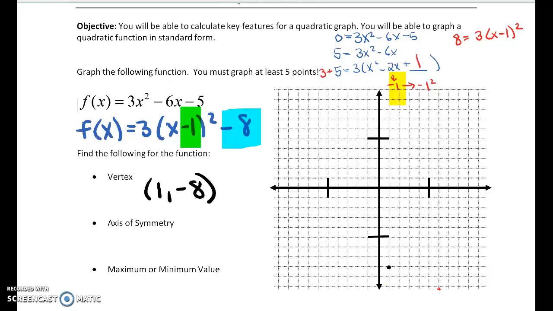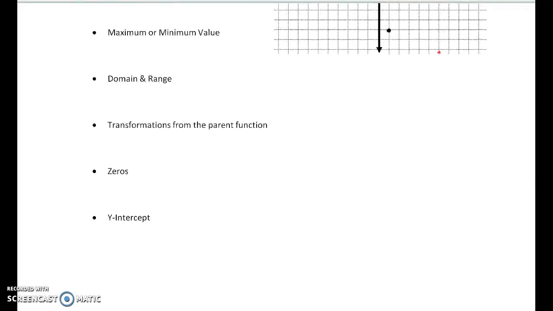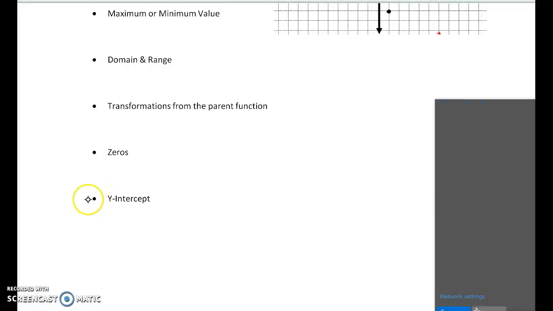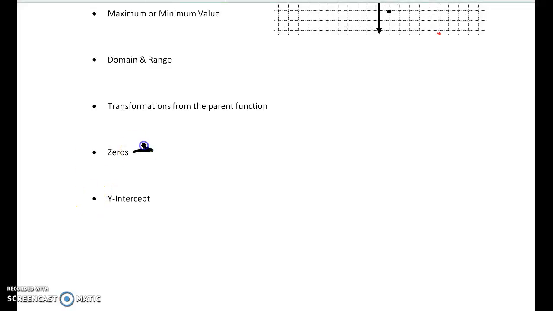Next thing you may want to plot are some other points. And we want to pick points that are really important in this graph. So I'm going to pick the y-intercept and the zeros, which zeros are another word for x-intercept, which is another word for roots, which is another word for factors. You may hear it in different ways. They're all synonyms. Okay, so we're going to find both the y-intercept and the zeros.